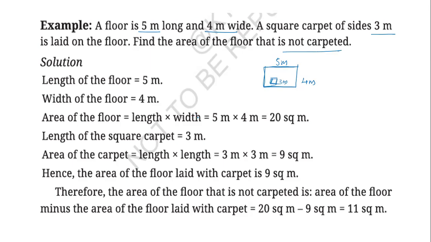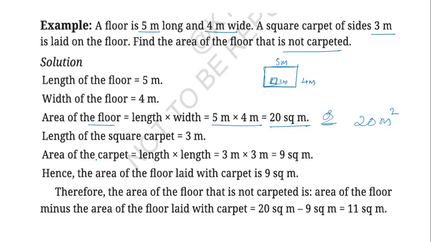Now, first we find the area of the floor. That means area of rectangle is equal to length into breadth or length into width. We know that length is 5 meter, breadth is 4 meter, they given. Therefore, 20 square meter or 20 meter square. Now, length of square carpet, one side is 3 meter. Therefore, in a square, all sides are equal.